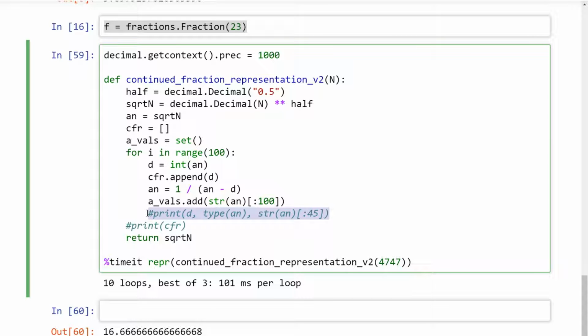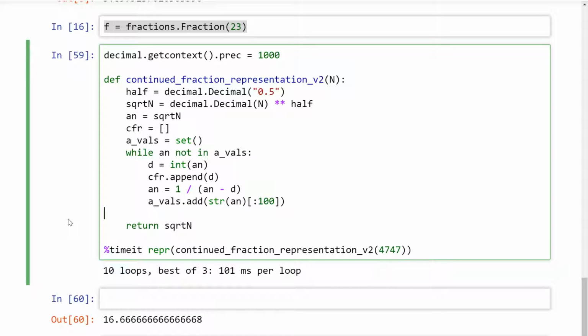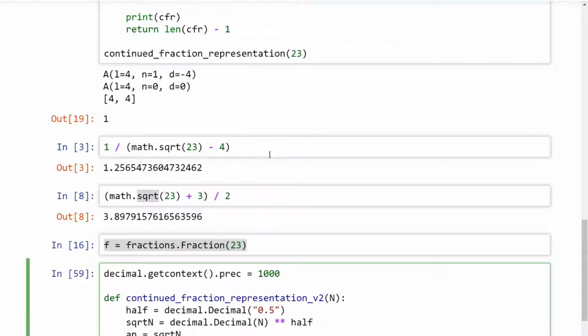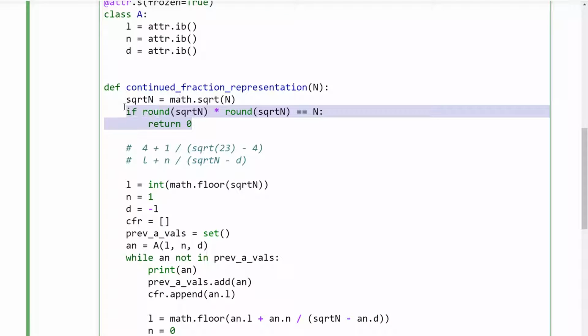And we'll see, while an not in A-vals, we continue. And let's see, we are looking for the CFR. So CFR is the length of this minus 1, I believe. Print it as CFR. Actually, this is the thing we can probably reuse, right?